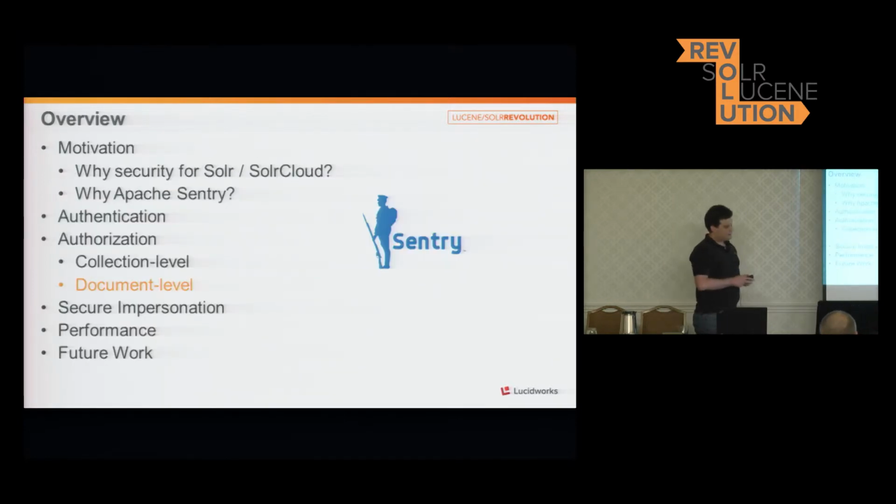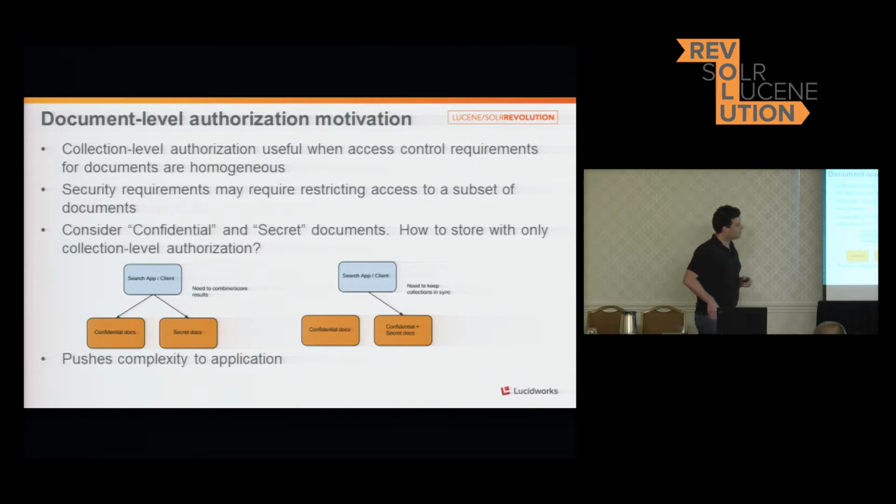Okay, that is collection level authorization. Now I'm going to talk about document level. Collection level authorization is useful when the access control requirements for documents in a collection are homogeneous. That's not always the case though. Sometimes you might want to restrict access to a subset of documents in a collection. Again, I'll come up with a trivial example: I have confidential documents and secret documents, and secret is more secure than confidential.